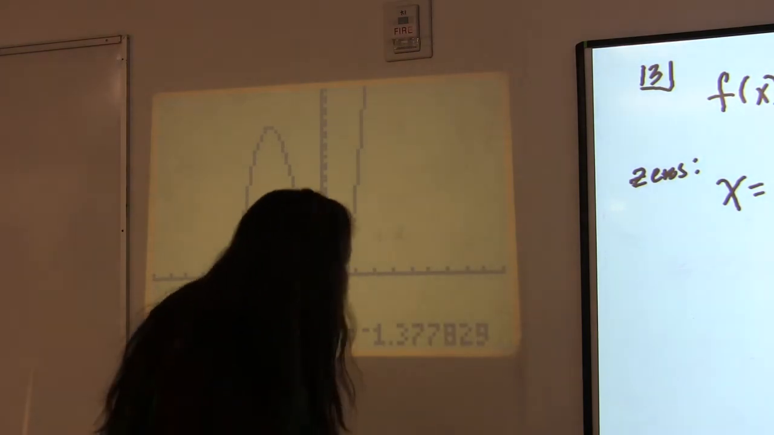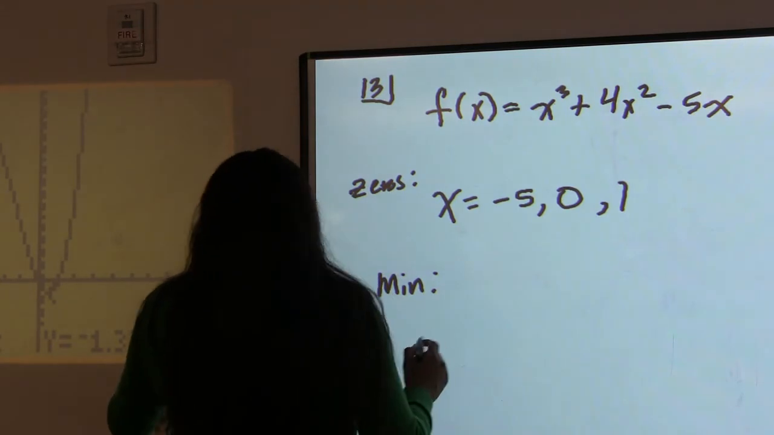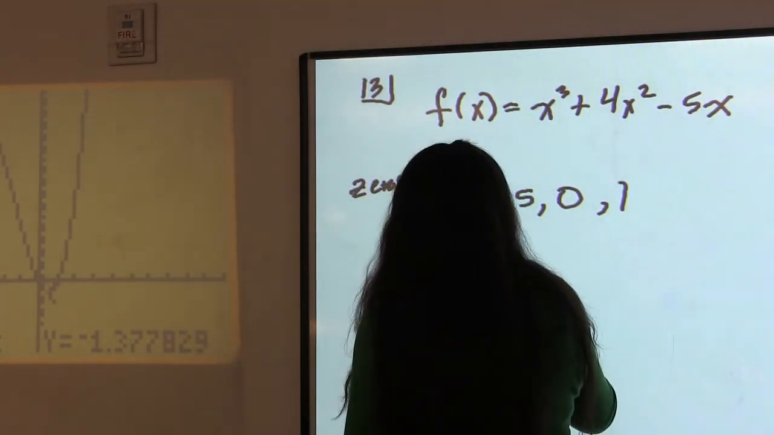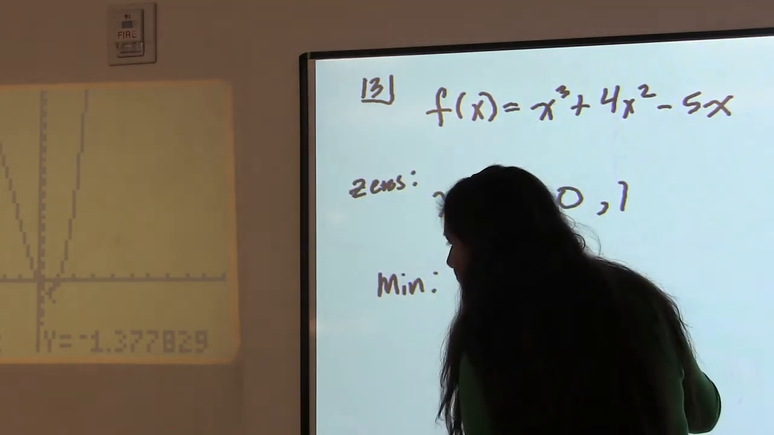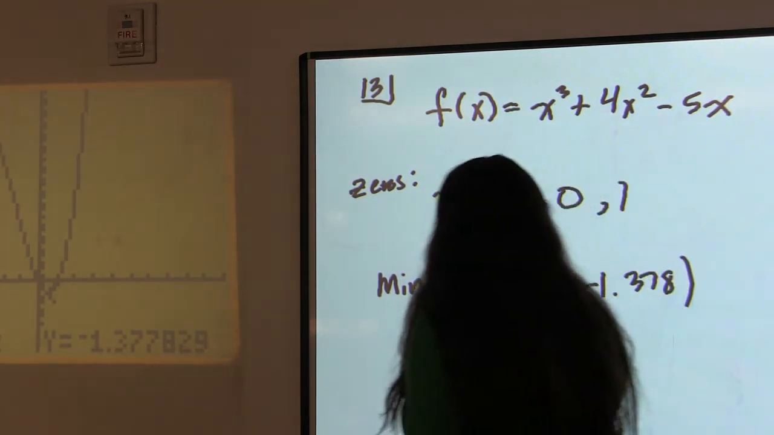So my minimum is going to be x is 0.522 and the y value is negative 1.378. That's my min.